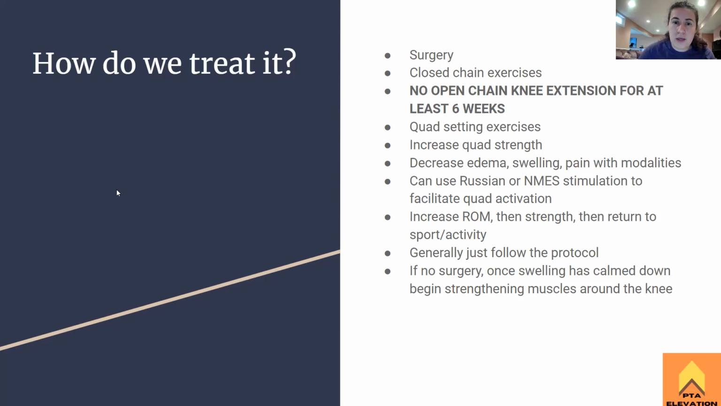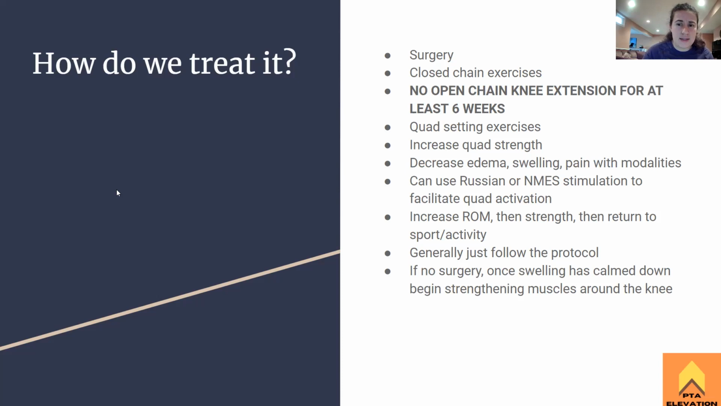The main thing that we're doing at the knee itself is quad setting exercises, quad strengthening exercises, because the quad is probably what's most affected. So we want to strengthen that so we avoid this happening in the future. It'll also help with transfers, gait, ambulation, all that stuff, and then getting the patient back to what they wanted to do in the first place. So increasing quad strength, quad setting exercises.